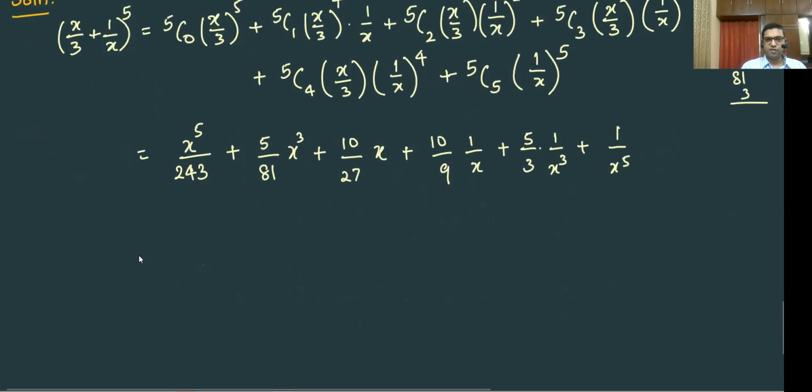So there's the binomial expansion. We can write this term as 10 by 9x, and this term as 5 by 3x cube, plus 1 by x power 5. So this is a binomial expansion. Next question.